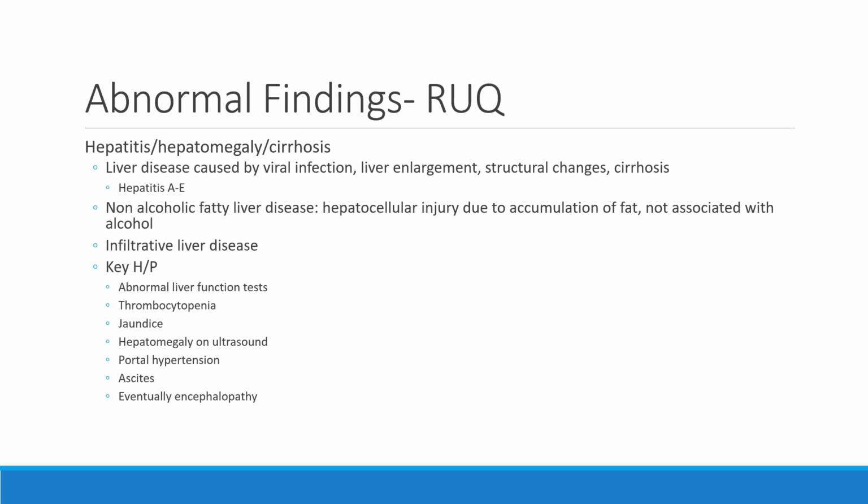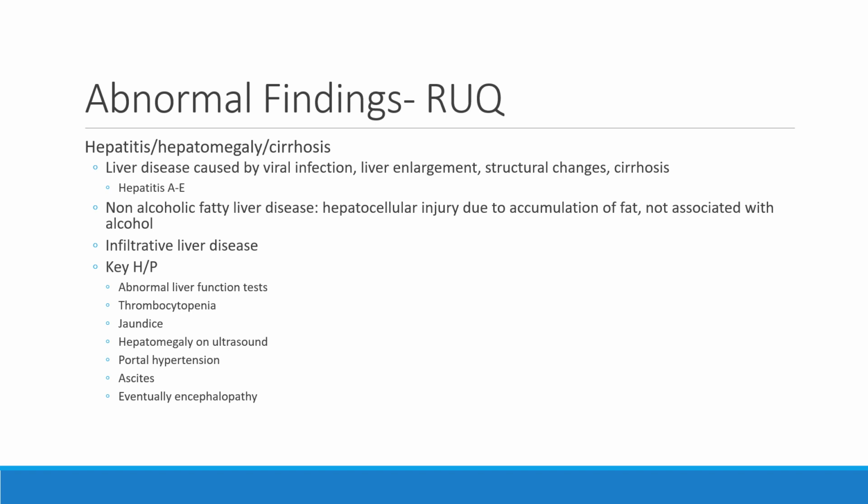Also in the right upper quadrant, we can see hepatitis, hepatomegaly, and cirrhosis. Hepatitis is liver disease caused by viral infections. We can see liver enlargement, structural changes, and cirrhosis. Hepatitis has different strains, A through E. We can also see patients with non-alcoholic fatty liver disease. This is hepatocellular injury due to accumulation of fat, and it is not associated with alcohol intake. We do see it associated with obesity, dyslipidemia, and type 2 diabetes.